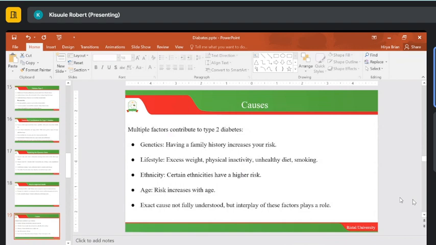Then what are the causes? I had talked of the causes of type 2 diabetes mellitus, but really people have argued that there could be something to do with genetics. Having a family history increases your risk of getting diabetes type 2. Then also the lifestyle: excess weight, the obesity we saw yesterday, physical inactivity, unhealthy diet, smoking, etc. Then the ethnicity: certain ethnicities have a higher risk of getting this diabetes, and also the age. The risk of diabetes type 2 increases with age.